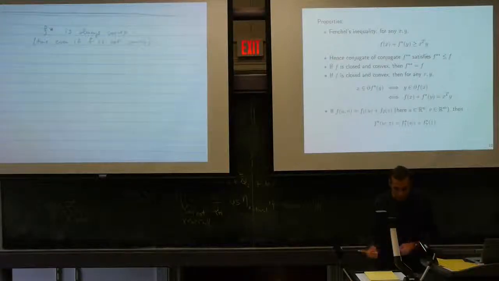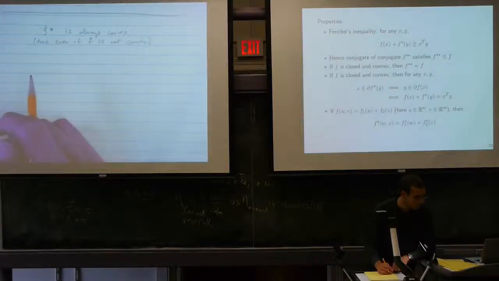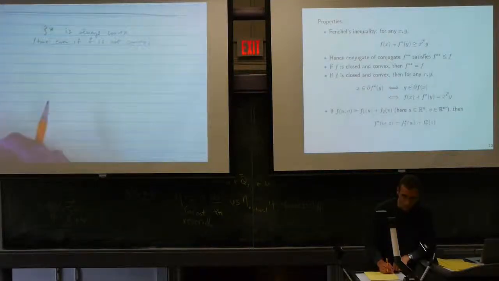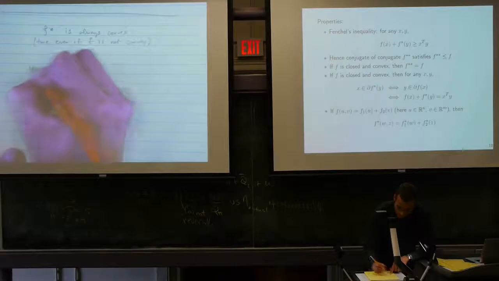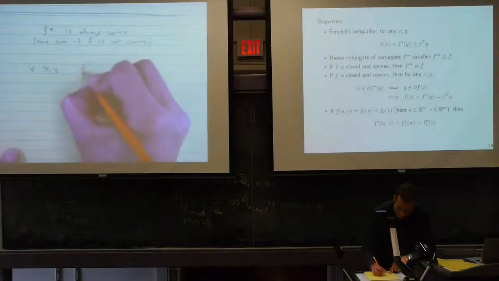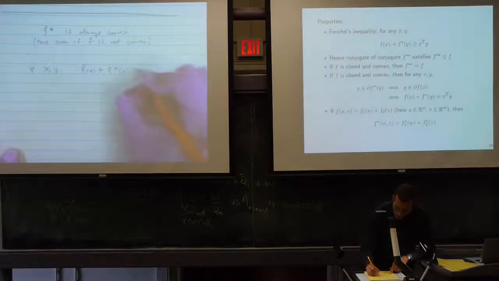But we get this thing called Fenchel's inequality, which reminds you of the dual norm inequality we saw. A lot of these things appear in very similar forms. But for any x and any y, I have the property that f of x plus f star of y is bigger than or equal to x transpose y.